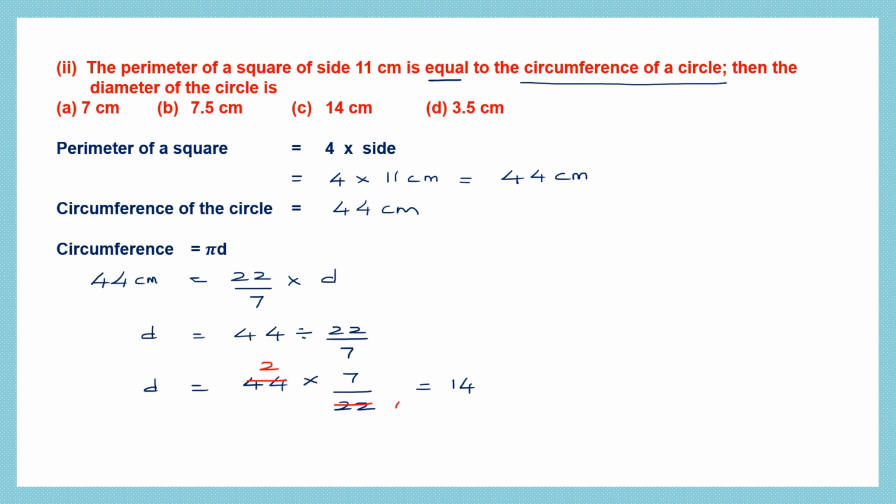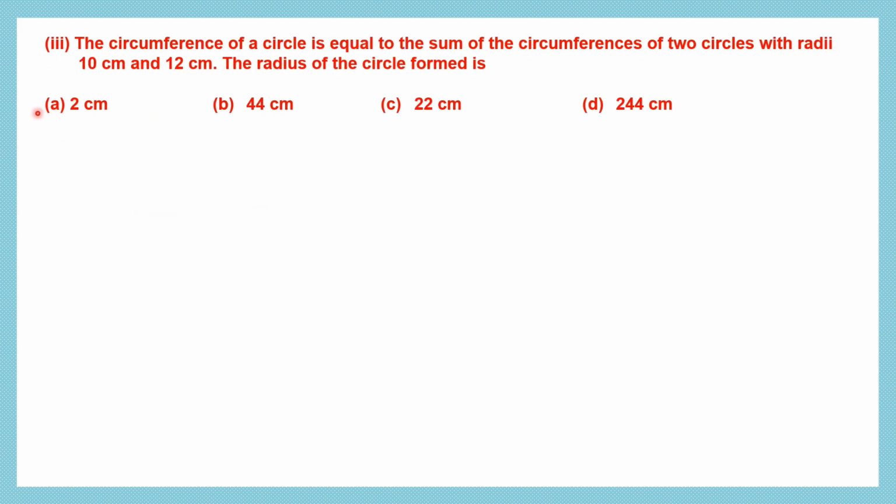So now we know the value of the diameter. The diameter is 14 centimeters, and that is option C, 14 centimeters. So we can say the diameter of the circle is 14 centimeters. Our final answer. Question 3.